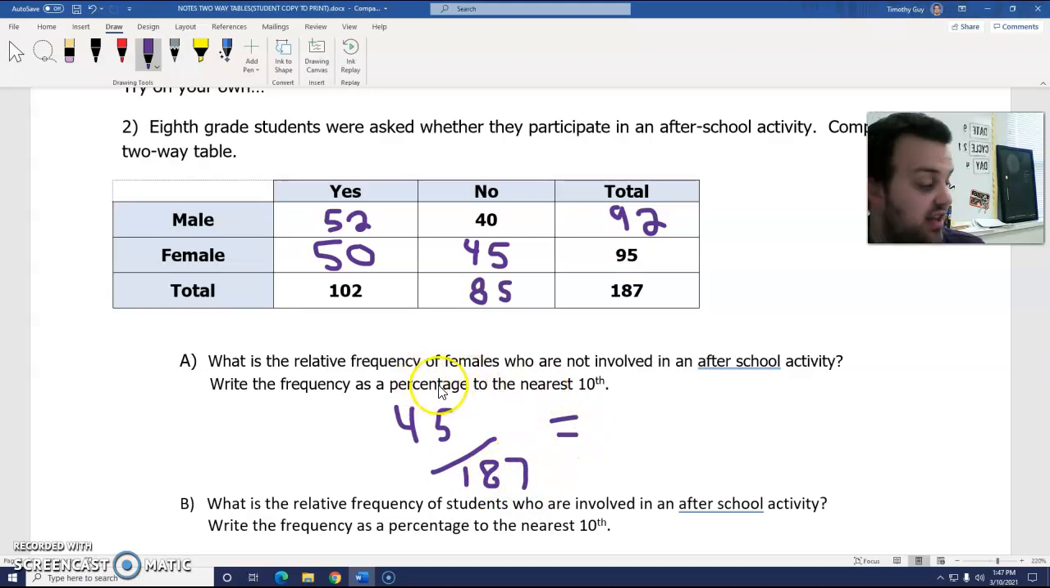Now, it says, what's the percentage to the nearest tenth? So what I'm going to do is I'm going to take my calculator. I'm going to divide these two numbers. So I do 45 divided by 187. I get 0.2406, so rounding to the nearest tenth, I'm going to get about 24%.